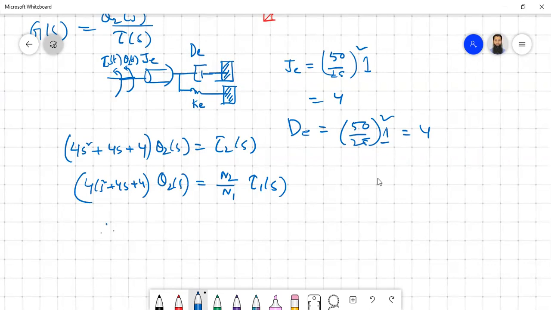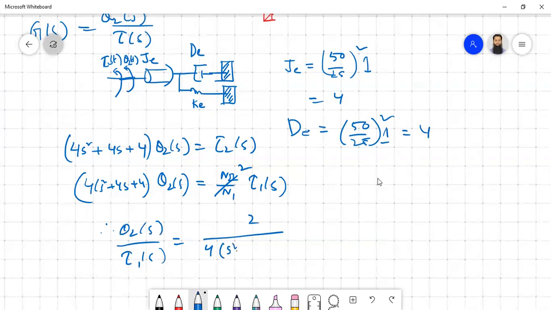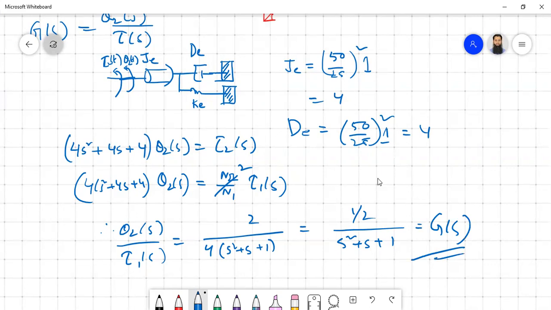So what are we going to get? n2 by n1 is basically 50 by 25, so it will give you 2. So theta 2 s by tau 1 s will be 2 by, you can take 4 common, 4 times s square plus s plus 1. So basically 1 by 2 times s square plus s plus 1. So this is your required transfer function G of s. This is your rotational mechanical system with gears, and how to deal with it.